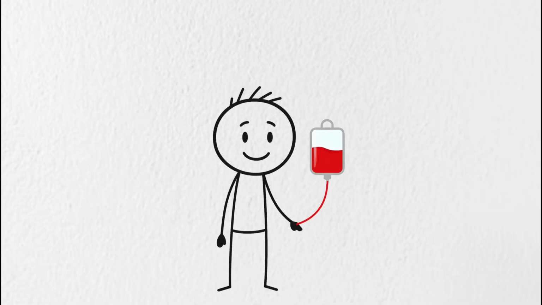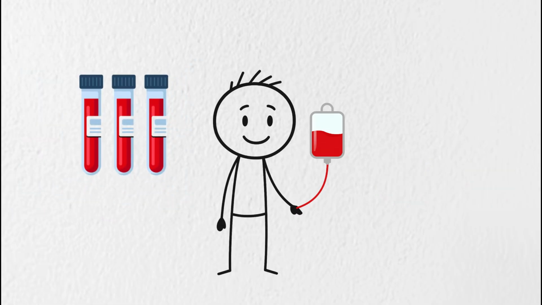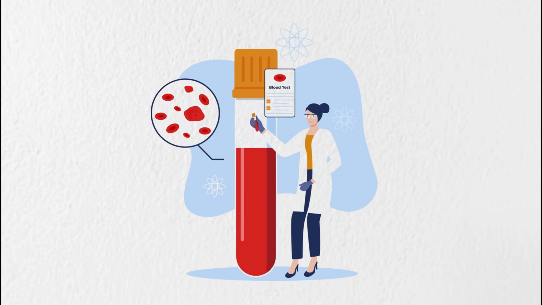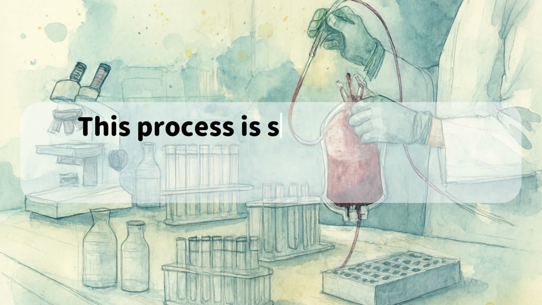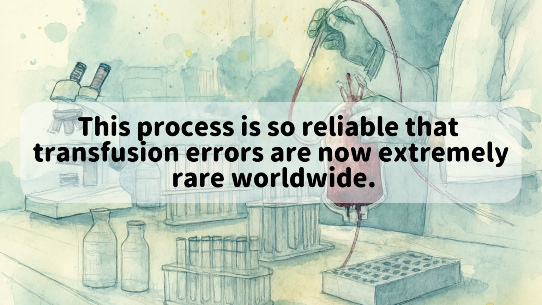Transfusions. Safe transfusion requires ABO and Rh compatibility. Cross-matching tests prevent immune reactions. Hospitals test every donor unit thoroughly. This process is so reliable that transfusion errors are now extremely rare worldwide.